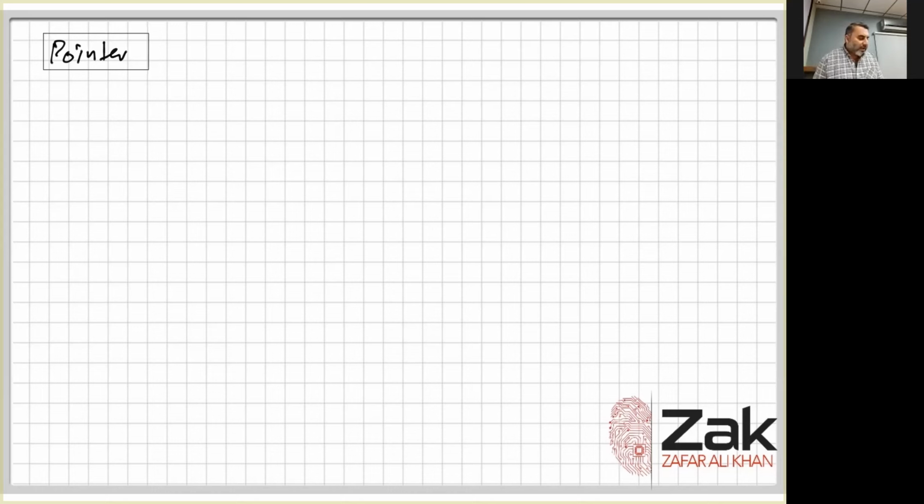In pseudocode, the type definition has this structure. We will use this cap as well. The cap shows that the type being declared is a pointer. So what's the syntax? Type pointer is equal to cap and then the type name.